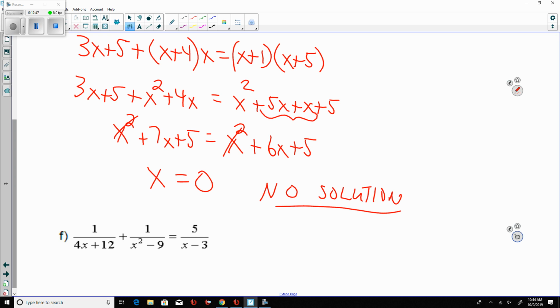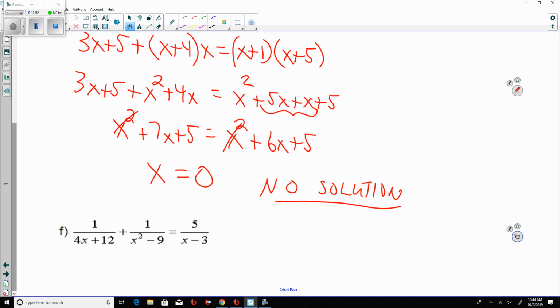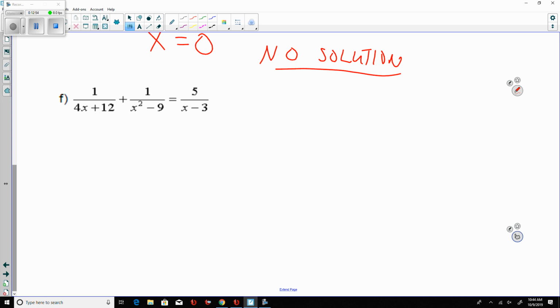And then the last one. What I do underneath is I factor every single one that can factor. So I'm taking a 4 out of here. I have an x plus 3. I have an x plus 3, x minus 3. And then the x minus 3 can't do anything with.